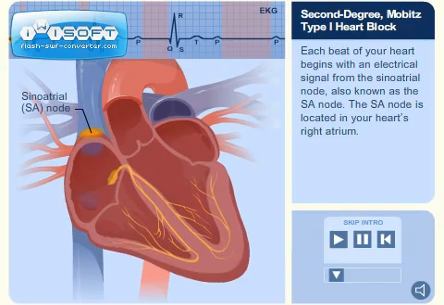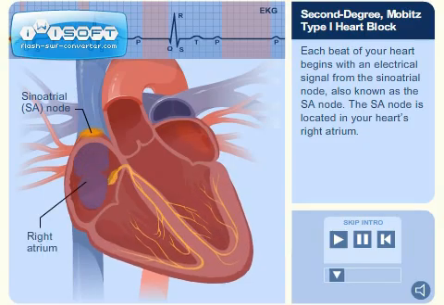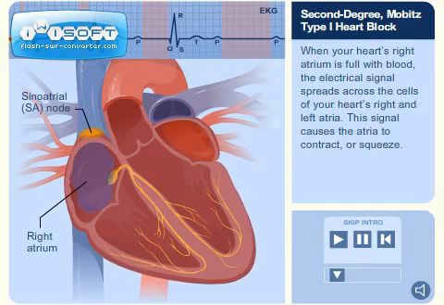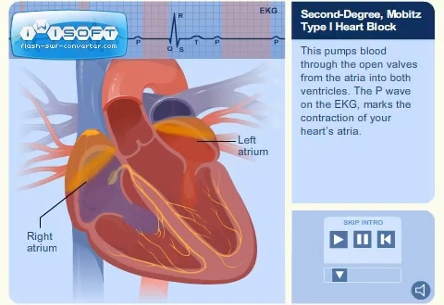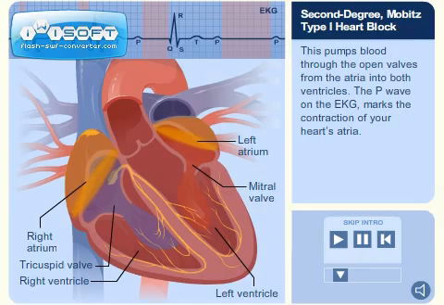The SA node is located in your heart's right atrium. When your heart's right atrium is full with blood, the electrical signal spreads across the cells of your heart's right and left atria. This signal causes the atria to contract, or squeeze. This pumps blood through the open valves from the atria into both ventricles. The P wave on the EKG marks the contraction of your heart's atria.